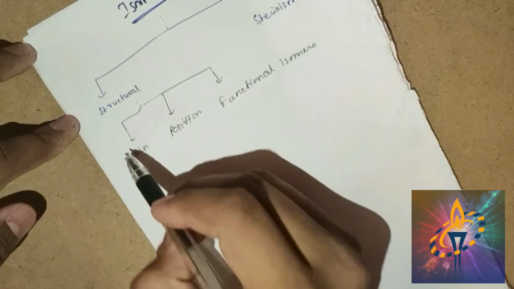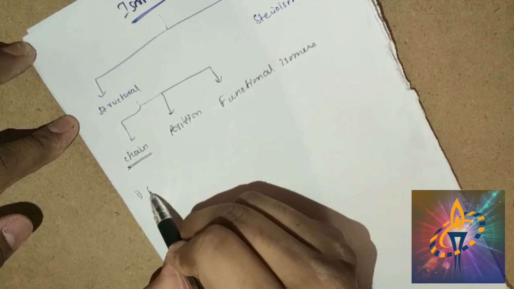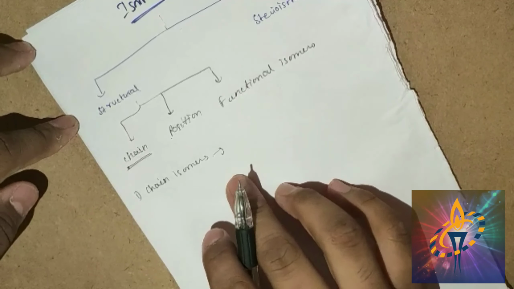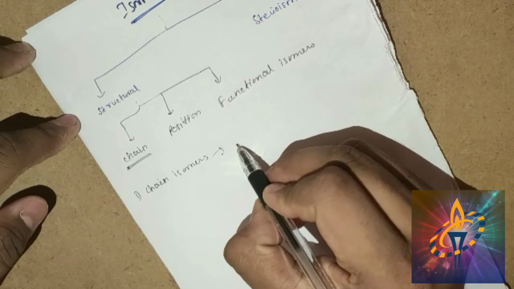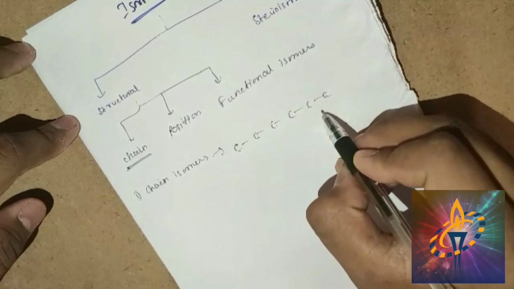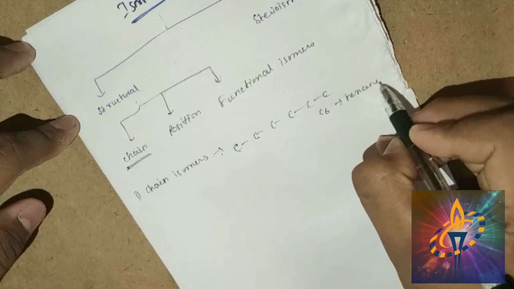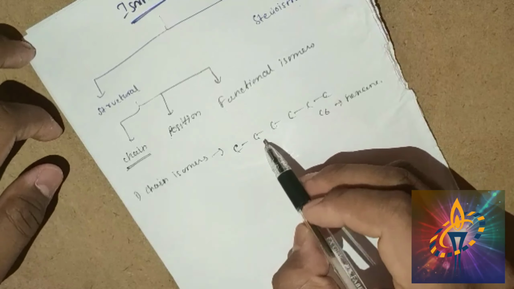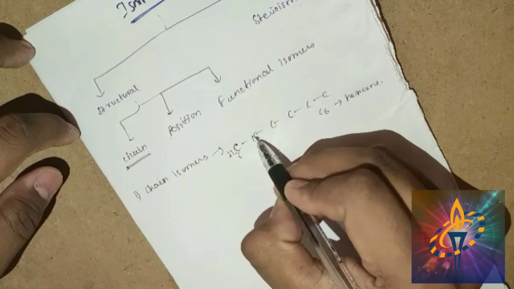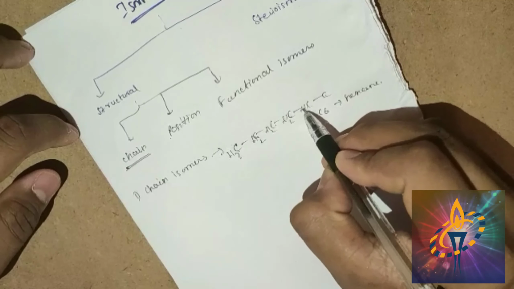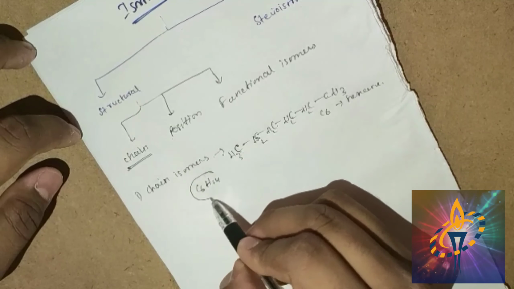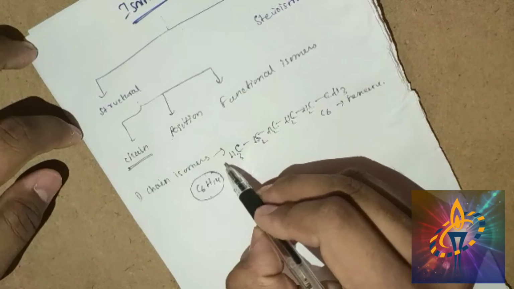What about chain isomers? Let's talk about chain isomers. These chain isomers are meant as whenever a carbon chain is written like this: 1, 2, 3, 4, 5, 6, C6, then it is hexane, right? In how many ways can this formula be written? This formula is CH3, CH2, CH2, CH2, CH2, CH3, C6H14. This has the same molecular formula. Then what about the structures?